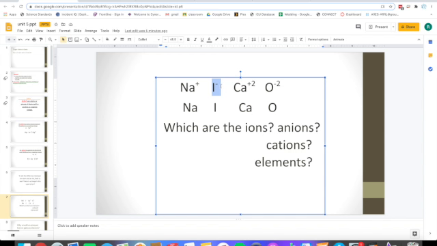I has a negative charge. Now you notice those don't have numbers. If there's not a number, it's just known to be 1. For some reason, chemists don't really like writing the number 1. For me, it doesn't really bother me. So sometimes you may see 1, sometimes you may not. It's the same thing. So since that's a negative charge, that'll be an anion. Now you have Ca, which has a +2 charge. Since it's positive, that would be a cation. And here O has a -2 charge, so that would be an anion. All of these down here, none of them have charges, so they are just regular elements.